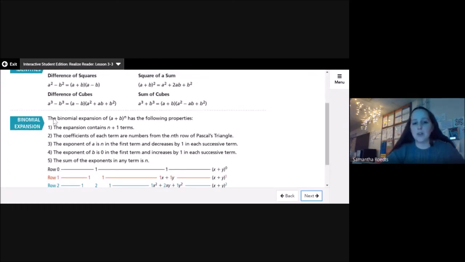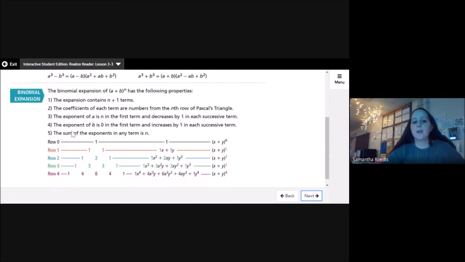Binomial expansion. So the binomial expansion of a plus b to the nth has the following properties. The expansion contains n plus 1 terms. The coefficient of each term are numbers from the nth row of Pascal's triangle. The exponent of a is n in the first term and decreases by 1 in each successive term. The exponent of b is 0 in the first term and increases by 1 in each successive term. The sum of the exponents in any term is n.